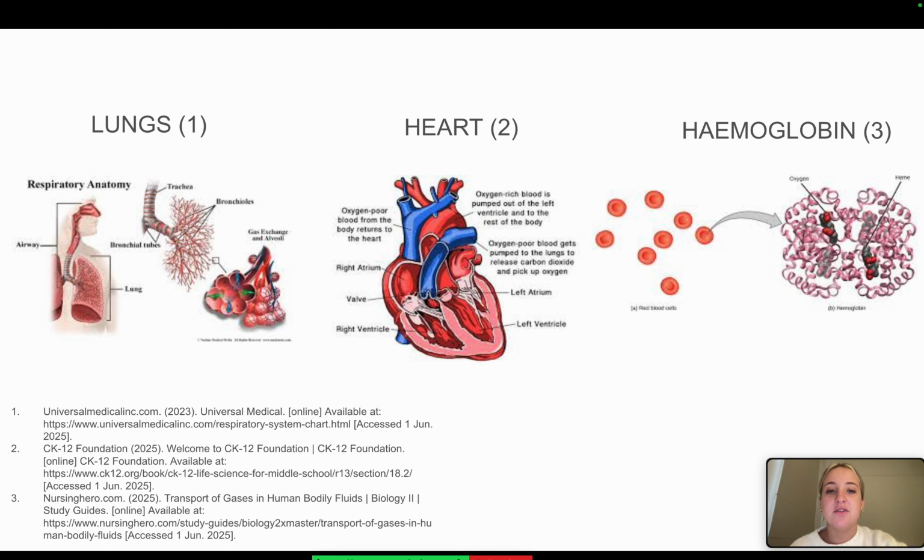Its first function is to receive deoxygenated blood from the vena cava and transfer this from the right atrium through the tricuspid valve into the right ventricle and through the pulmonary valve into the pulmonary artery, where the deoxygenated blood arrives at the lungs for oxygenation.